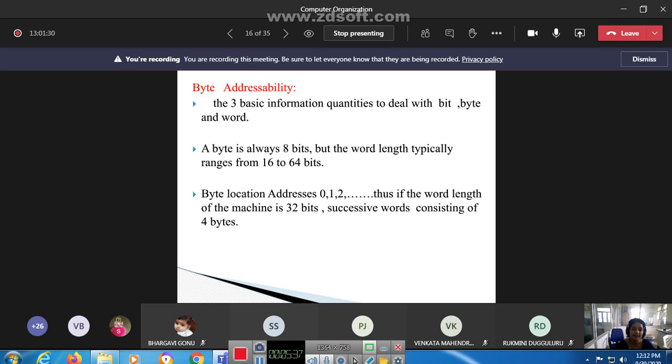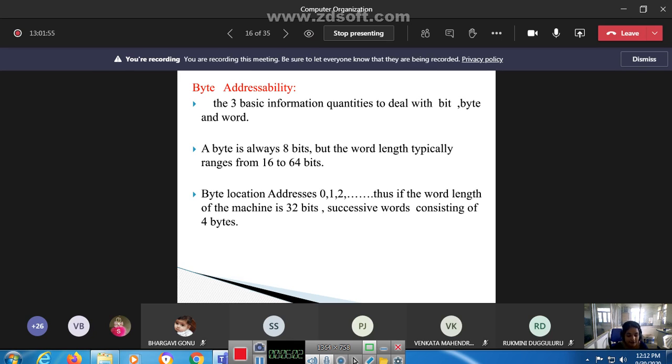Next, in byte addressability, the assignments we are having are used in most modern computers. The term byte addressable memory is used for the assignment. So whatever addresses we have for the bytes in the memory, that is used for this assignment.